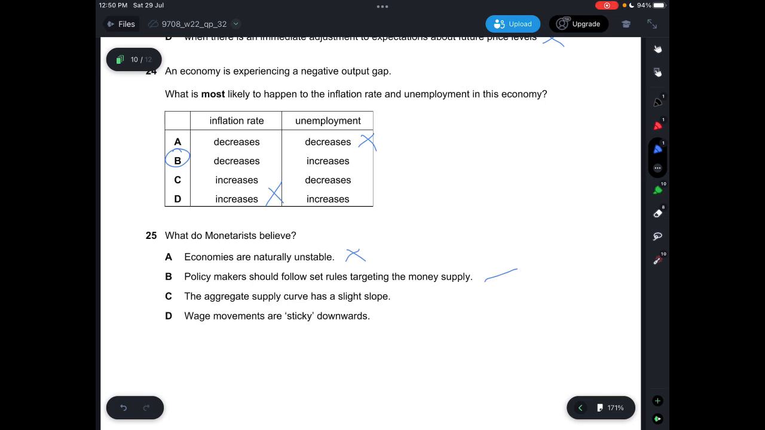Okay. The AS curve could be something like this, and in the long run, it's a steep curve. So it's not a slight slope. And D, wage movements are sticky downwards, which is incorrect. Monetarists believe that policymakers should follow set rules targeting the money supply. So answer is B.